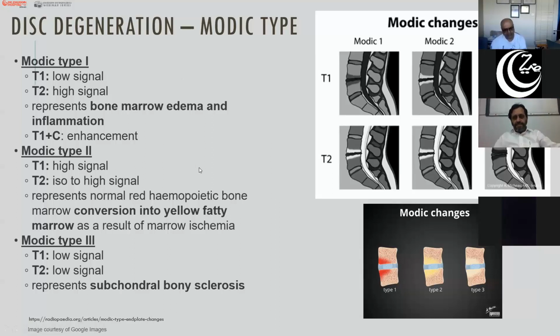This is Modic 1. Now, over a period of time, if the disc degeneration continues, then the end plates get converted to yellow or fatty marrow. And yellow and fatty marrow, because it's fat, it is high in both T1 and T2. And over a period of time, you can get subchondral sclerosis.